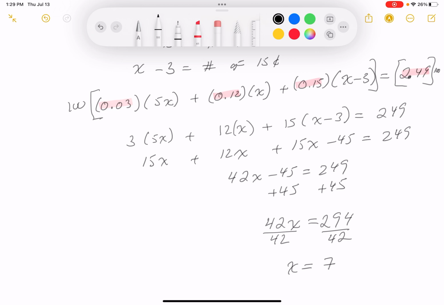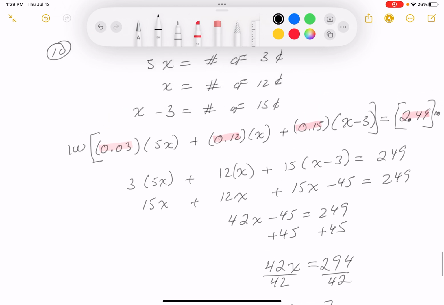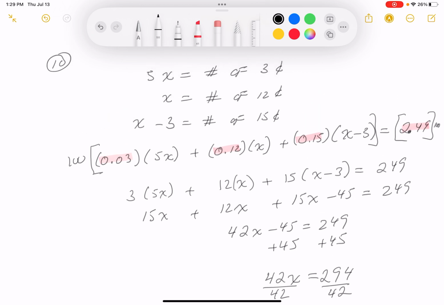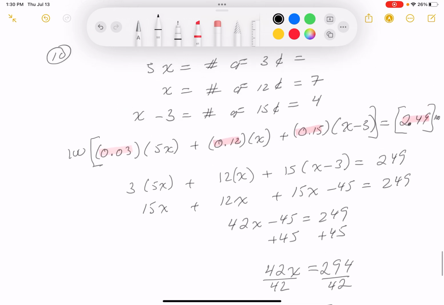So I know what X is. Is that their question? I don't know. Let's go back over this. What does it mean? How many? There are 7 of these stamps over here. How many 15-cent stamps? There are 4 of them. How many 3-cent stamps? Well, 5 times X is going to be 35. What's their question, though? Find the number of 15-cent stamps in the collection. It's 4. And we're done. Thank you.